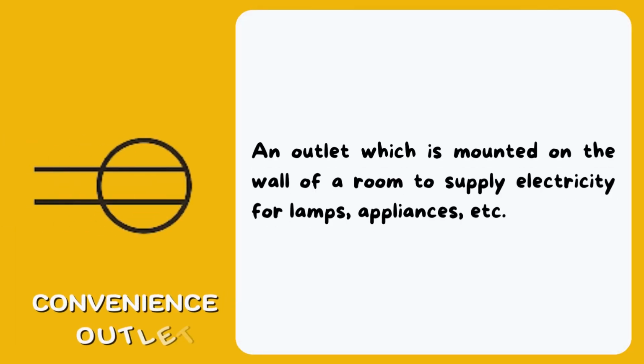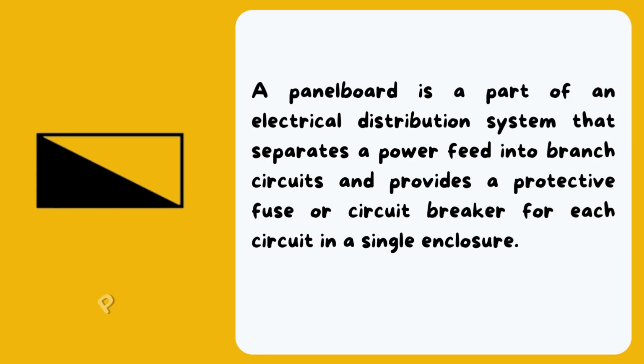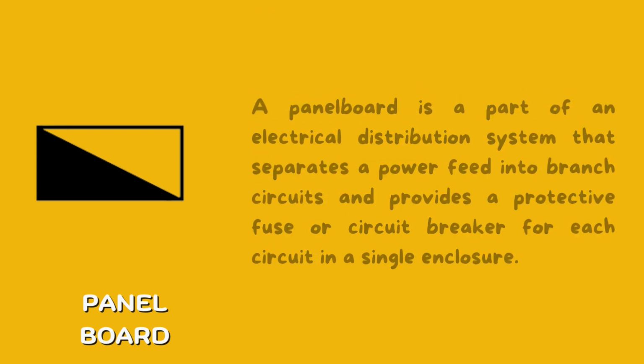Convenience outlet: an outlet which is mounted on the wall of a room to supply electricity for lamps, appliances, etc. Panel board: a panel board is a part of an electrical distribution system that separates a power feed into branch circuits and provides a protective fuse or circuit breaker for each circuit in a single enclosure.